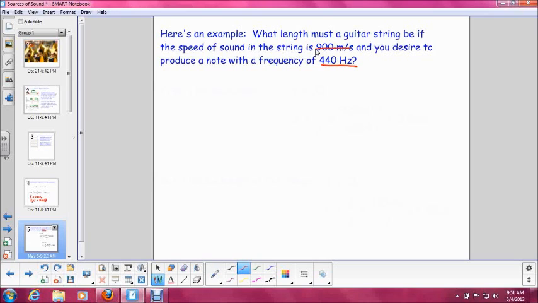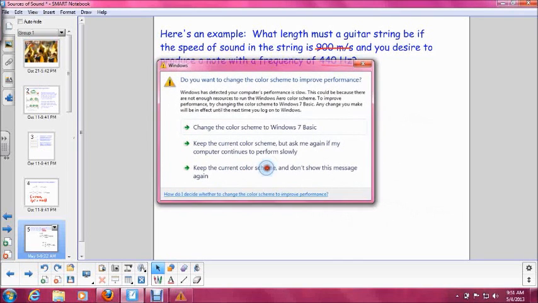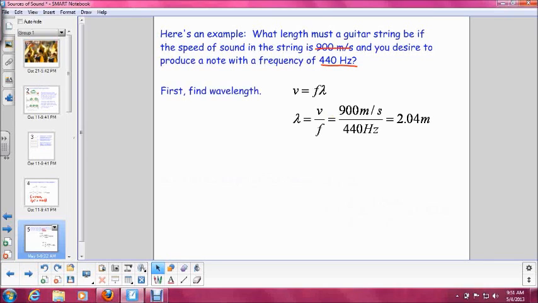So in order to do that, we have to first solve for the wavelength. So we know speed and we know frequency. To solve for wavelength, all we do is use v equals f lambda. We rearrange to solve for wavelength, so that is then velocity over frequency. So we take 900 and divide by 440, and we find that the wavelength of this string is 2.04 meters.